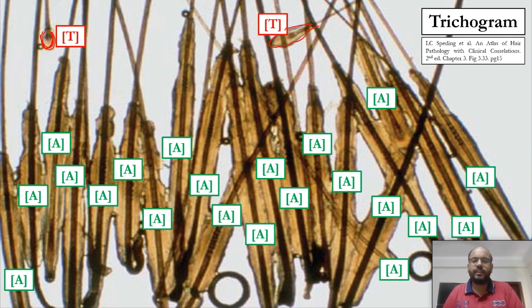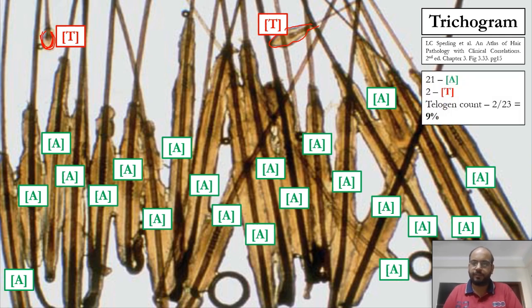So we need to find the ratio between anagen and telogen. So anagen is about 21. You can pause and count it. Telogen is 2. So telogen count is 2 out of the total hair shafts examined, which is 21 plus 2. So 2 out of 23, about 9%. Clear? Let's move forward. So whenever you do a hair trichogram, you need to find the ratio and you mention the telogen count.